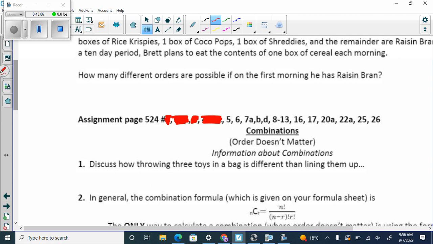Four is literally typing factorials into your calculator. I just saw you do it, so you're fine. 5 is doubling and tripling letters, so this one's a good one to check. 6 is good. 7, just do A. 8 we're doing tomorrow, so I don't want you to do it. 9, 10.